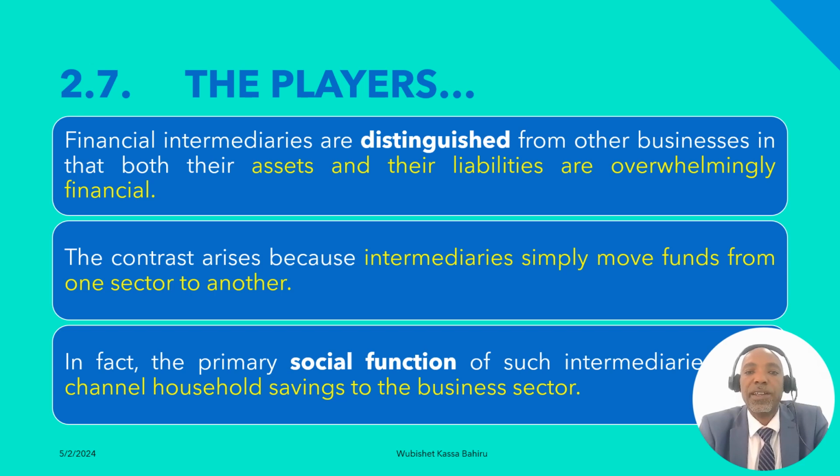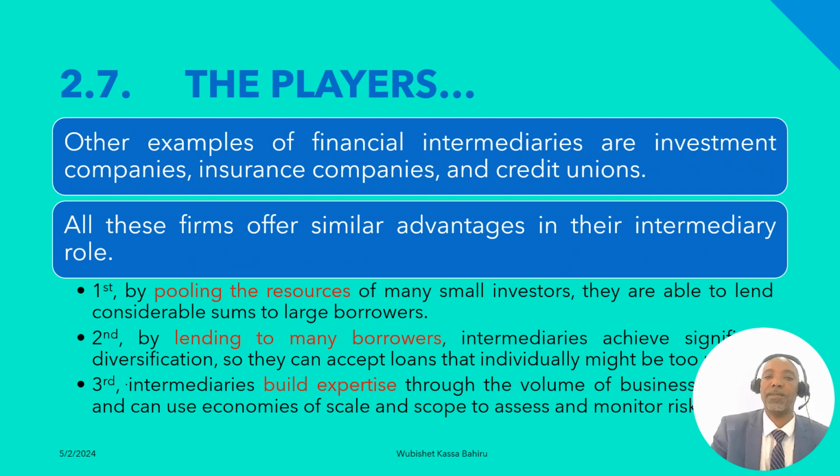So financial intermediaries are distinguished from other businesses in that both their assets and their liabilities are overwhelmingly or totally financial. The contrast arises because intermediaries simply move funds from one sector to the other sector. In fact, the primary or social function of intermediaries is to channel household saving to the business sector. That means moving the funds from one sector to the other, from household saving to the business sector.